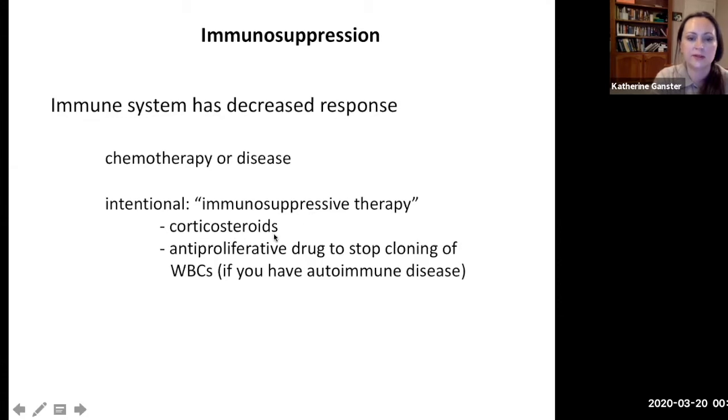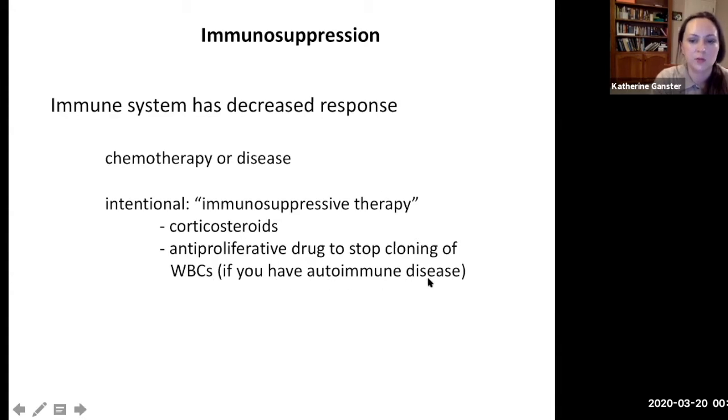Remember corticosteroids, this is a type of glucocorticoid. You learned about this when you looked at the endocrine system for the adrenal glands. And one thing that glucocorticoids do is suppress the immune system. This is what we refer to as a stress hormone. Remember that sometimes we inject cortisone into people in a local area of tissue where they have inflammation causing pain, as a pain management mechanism. Also, anti-proliferative drugs to stop cloning of white blood cells if you have an autoimmune disease.